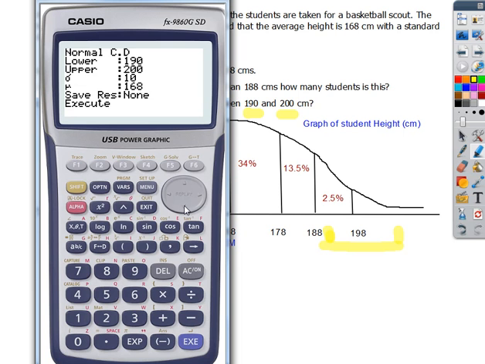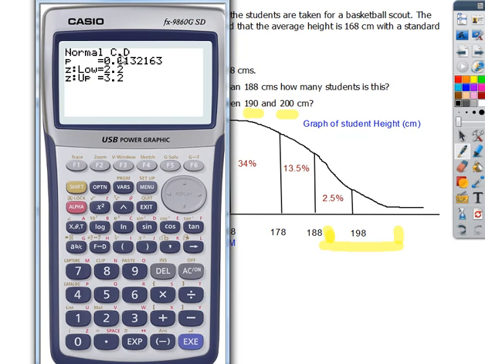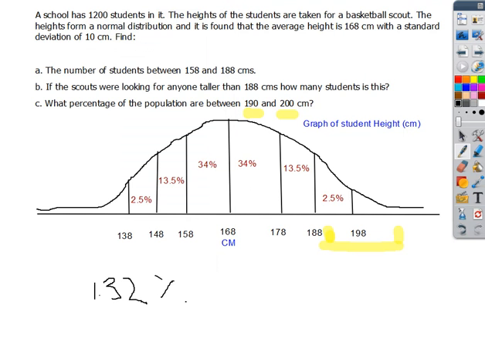If we then move down here to actually calculate, which is F1, it comes up with 0.132. Now 0.132 is a percentage. So it's 1.32%. We just do the old moving of the decimal place. So 1.32%, we times that by our population, which is 1,200.